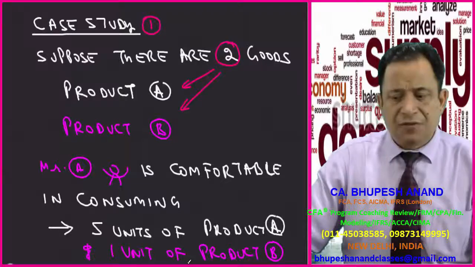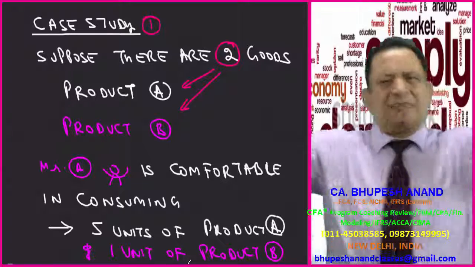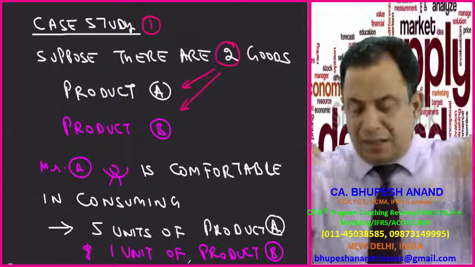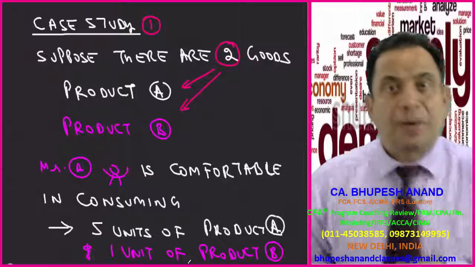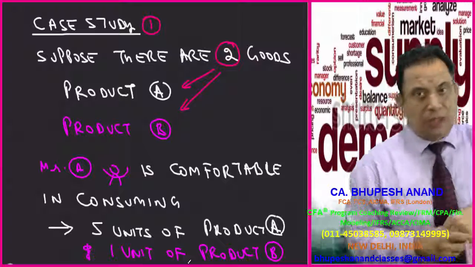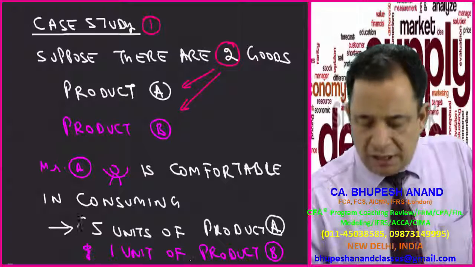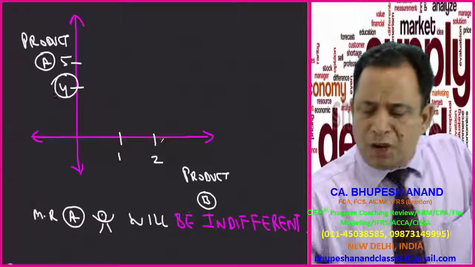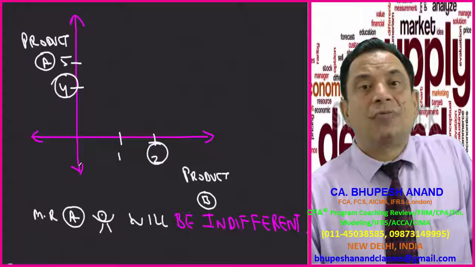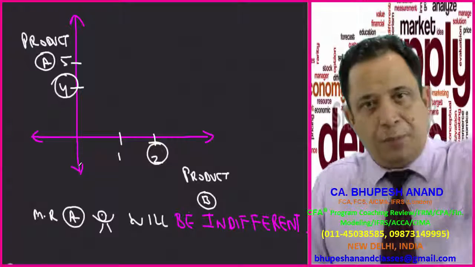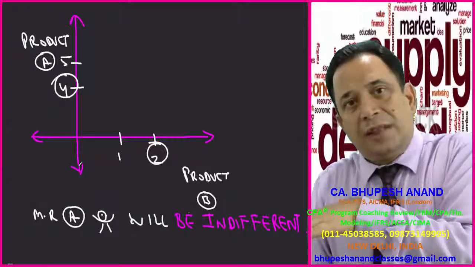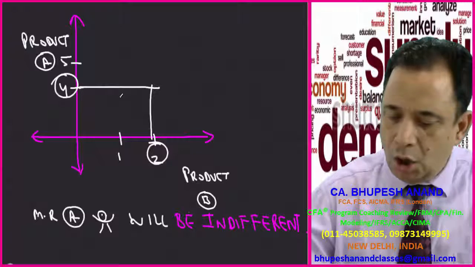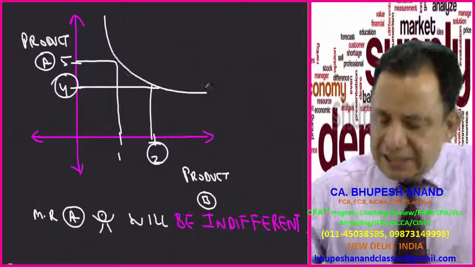Mr. A is comfortable in consuming, supposedly, and I have just taken a hypothetical example, 5 units of product A and 1 unit of product B, or 4 units of product B and 2 units of product A. So if I decrease one product, then I am increasing the other by 1 unit. It means he is indifferent whether he is getting this or whether he is getting this.